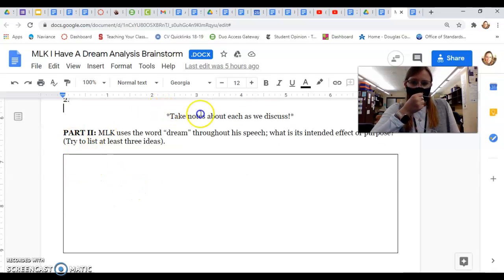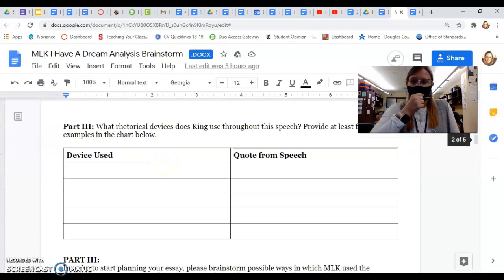In part 2, this says take notes because my A group is going to discuss this in class, but my B group, or absent people, think about this on your own. MLK uses the word dream throughout his speech. What is its intended effect or purpose, right? Try to think of at least 3 ideas. What is he trying to tell us about dreams? That they are achievable, right? That they are far-fetched. And I just gave you 2 things to talk about so you can come up with your third.